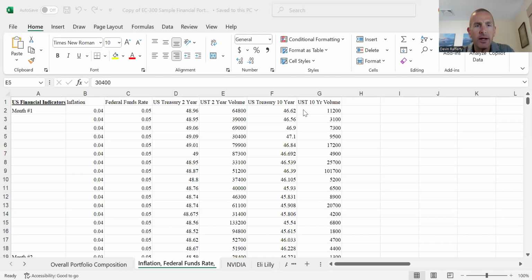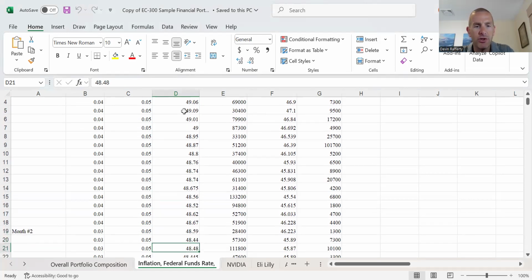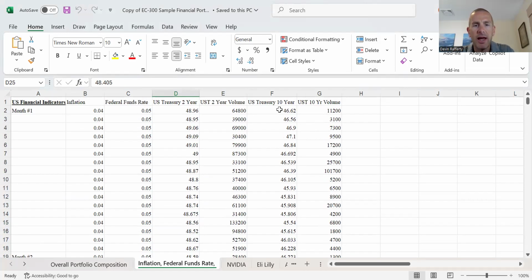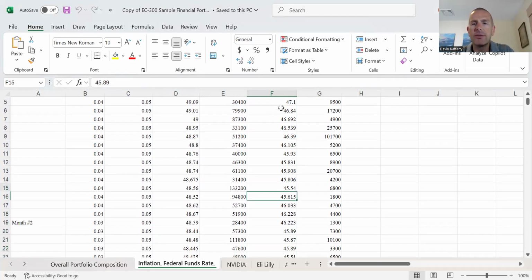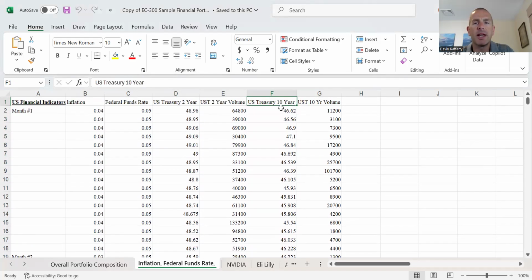So I happen to have this financial portfolio, which is a mock one. But in this financial portfolio, I happen to have the prices of a US Treasury 2-year bond, and I have the prices of a 10-year Treasury bond. And you can get all of this right off of the Federal Reserve Economic Database.